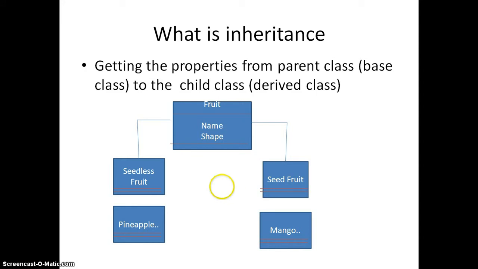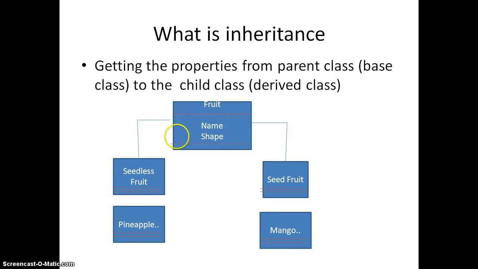Here we are going to have an example, and I'm going to have fruit as the base class, and name and shape are the attributes of the class named fruit. This class can be further divided into two categories based on the seed. So we have seedless fruit as well as fruit that contains seed. Both of these classes are derived classes that inherit some of the properties from the base class. Whether it is a seedless fruit or a seed fruit, each and every fruit will have a unique name and can have some unique shape.